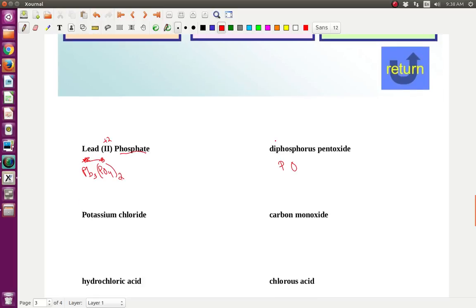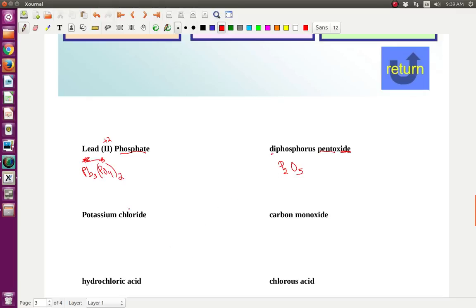And that's what happened here. Diphosphorus, di means 2, so 2 phosphorus, and pentoxide means 5. You don't have to simplify anything. The name tells you exactly how many atoms are in the molecule. So diphosphorus pentoxide. Remember, the endings of elements turn into "ide" endings.